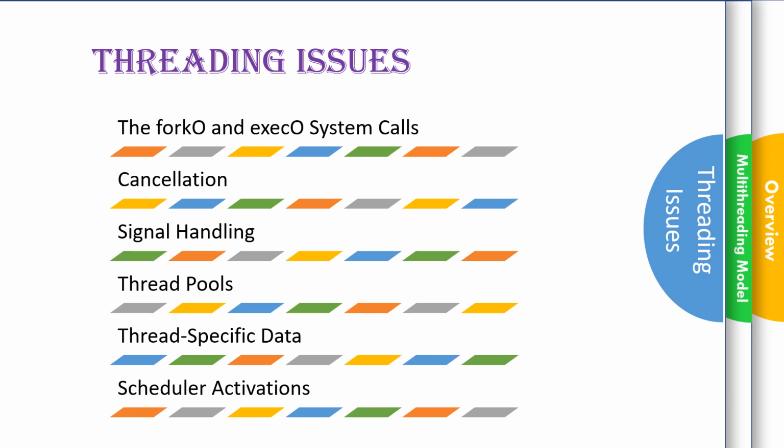Next we have thread pools. Thread pools means we create threads and keep them ready for usage. And then next we have thread specific data and scheduler activations. So these are the threading issues that we need to take care of when using a multi-threaded application.